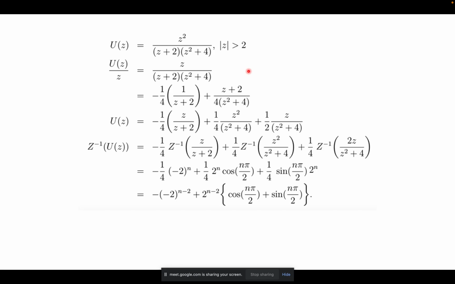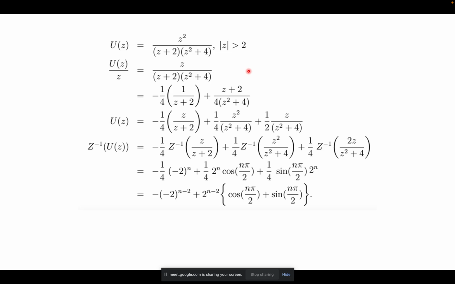The only thing is you first take this 1 by z in the denominator, then you rewrite it in terms of partial fractions, and then you again multiply by z. So the U(z) here is minus 1 by 4 times z upon z plus 2 plus 1 by 4 times z square upon z square plus 4 plus 1 by 2 times z upon z square plus 4, right?